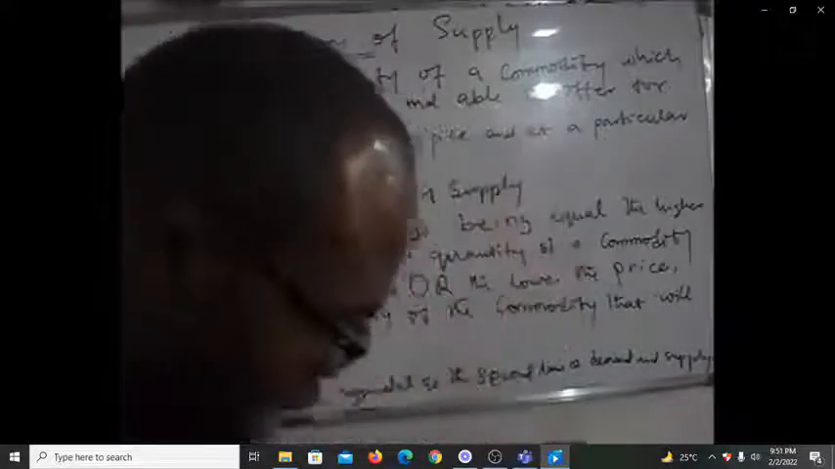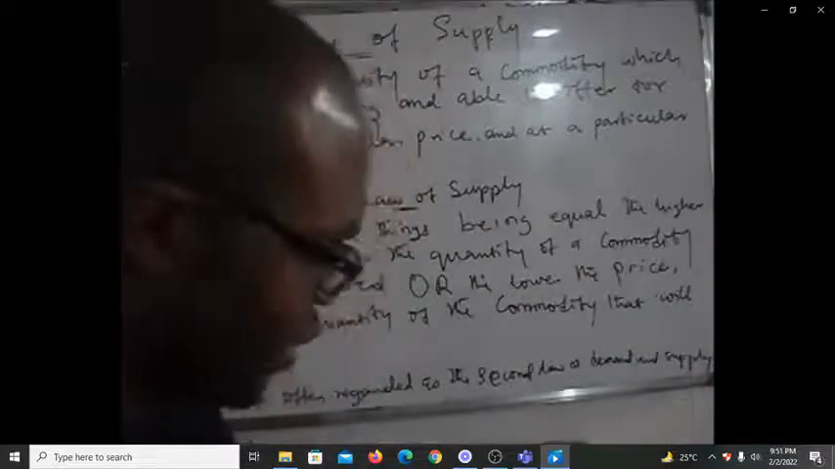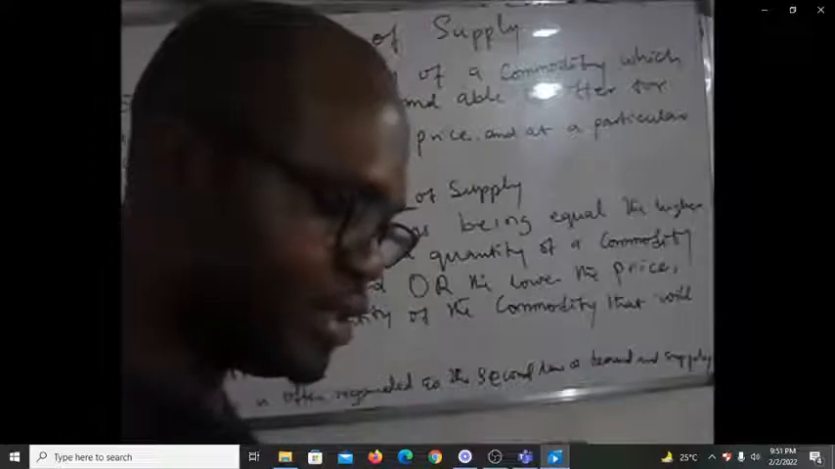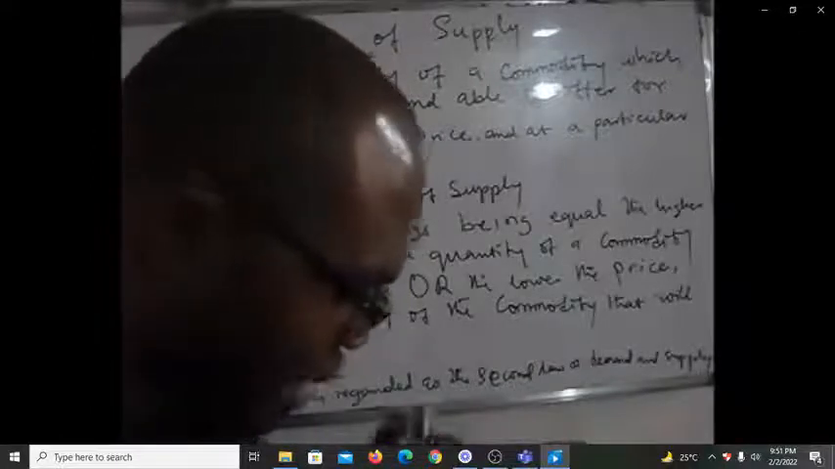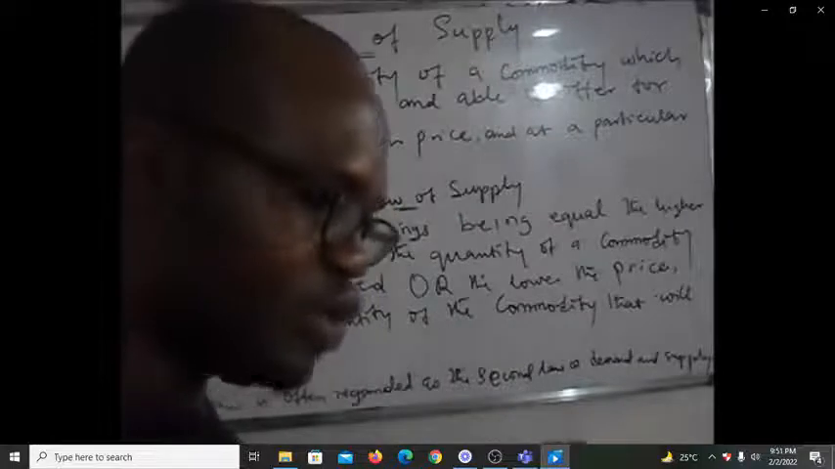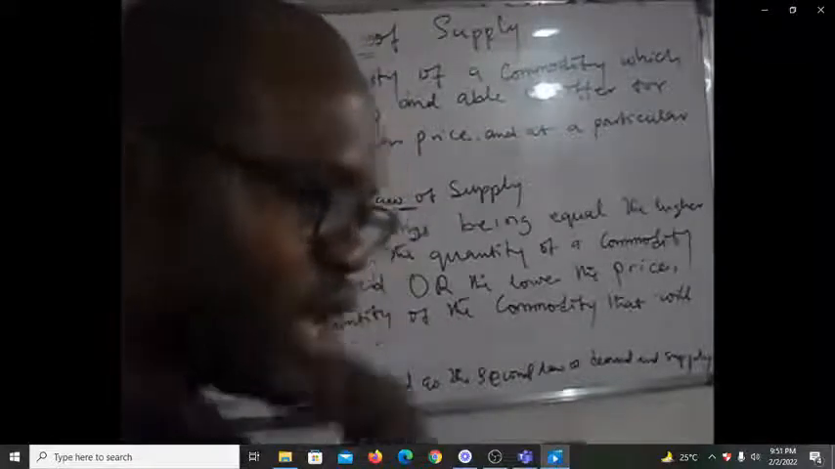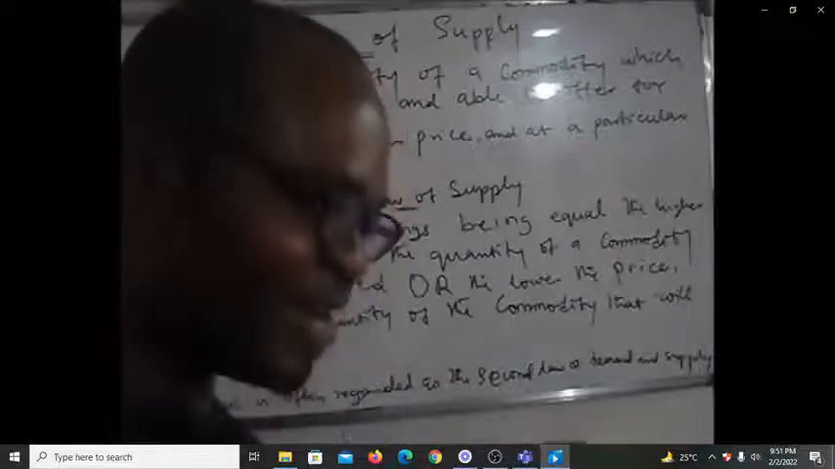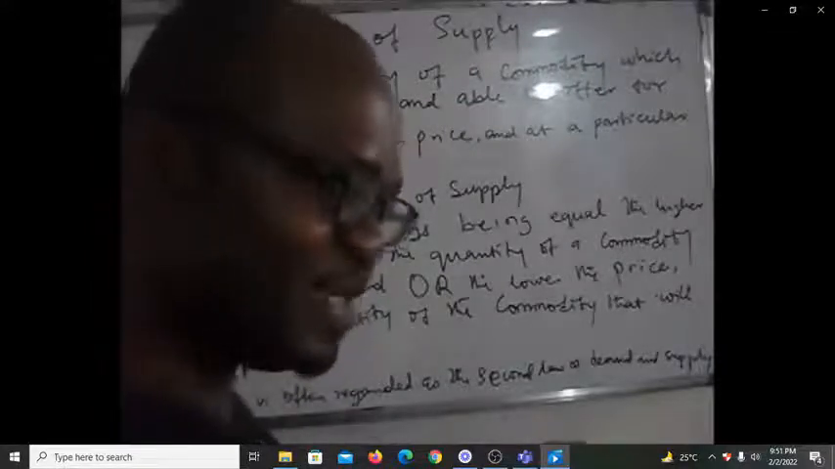Now, how do you explain this law? If I am a producer and I'm producing this shirt, and I have another shirt, like the one you're wearing, I'm also producing and supplying this too, you understand? If the price on this shirt is 2,000, whereas the price on your old shirt is 100 naira, which one will I be willing to supply more? The one that costs 2,000, because I want to make more money, isn't it?